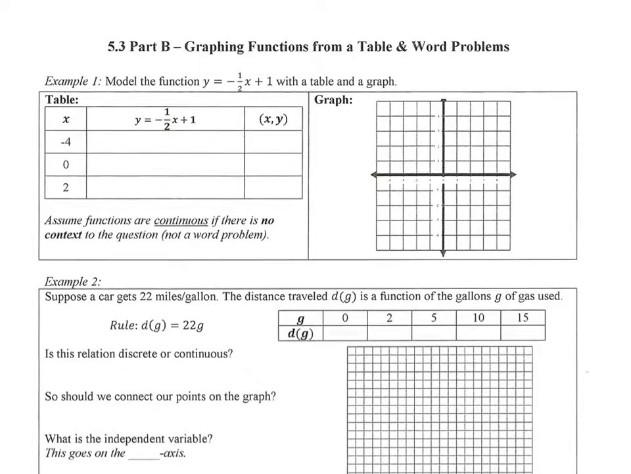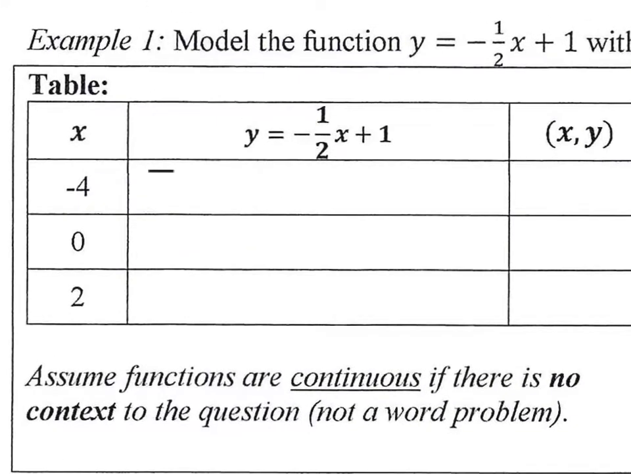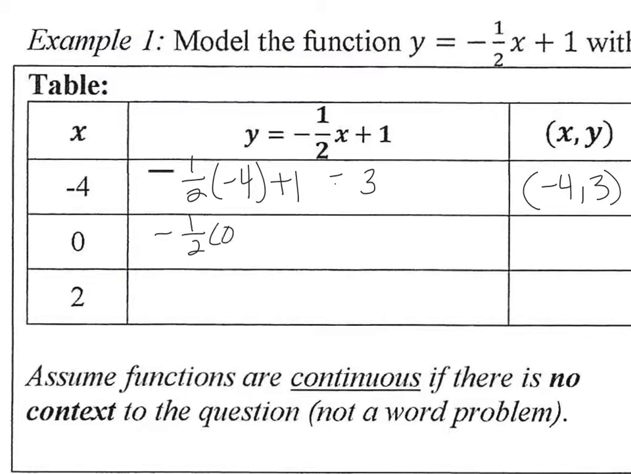So I'm going to substitute -4 in for x. So it's negative 1/2 times -4 plus 1. So that's going to give me 3. So then my ordered pair is (-4, 3). Second one, I'm going to plug in 0. So it's -1/2 times 0 plus 1. So I get (0, 1).